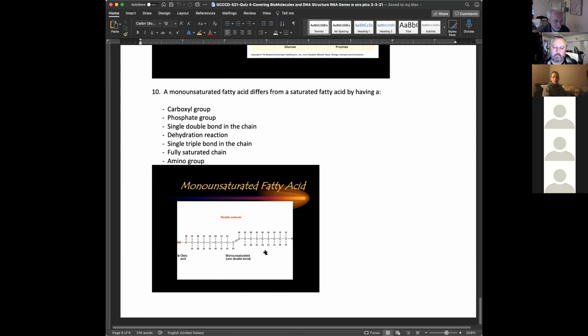And you may notice when you read labels on food, often it will say polyunsaturated fatty acids or polyunsaturated components in the food that you're buying. And that's because polyunsaturated foods are easier to digest than saturated ones.